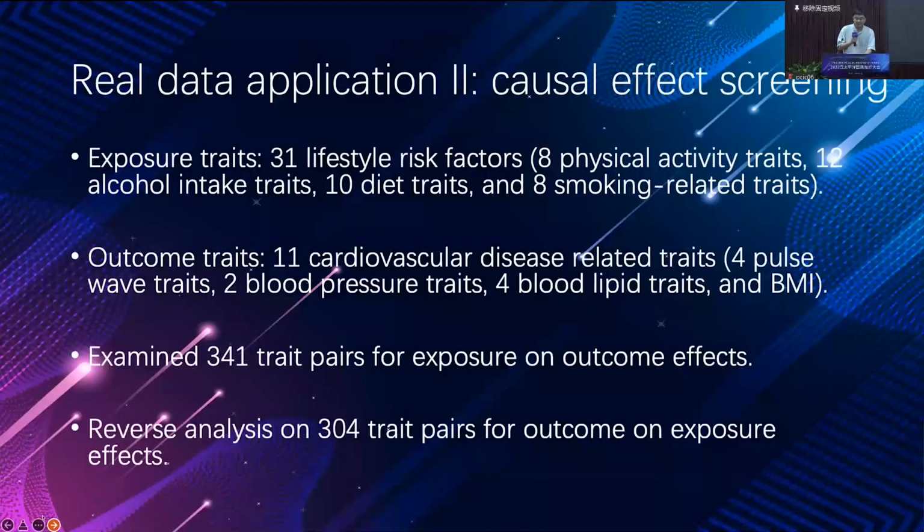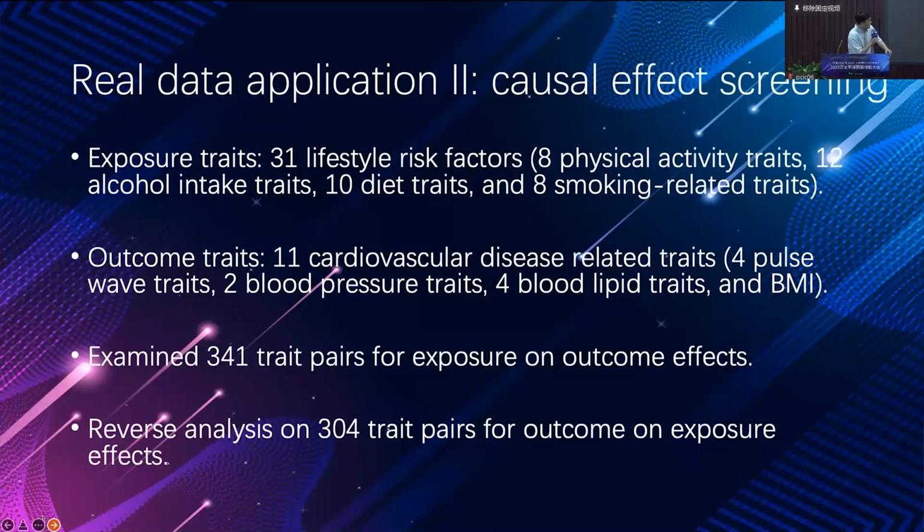For real data application two, we conduct causal effect screening, because one main advantage of MRAID is that it uses a likelihood-based inference method, so it can give calibrated p-values. So we can screen causal risk factors for some diseases. In particular, we focus on 31 exploratory lifestyle risk factors, including 8 physical activity traits, 12 alcohol traits, 10 diet traits, and 8 smoking-related traits. For the outcome traits, we focus on 11 cardiovascular disease-related traits, including 4 pulse wave traits, 2 blood pressure traits, 4 blood lipid traits, and BMI.